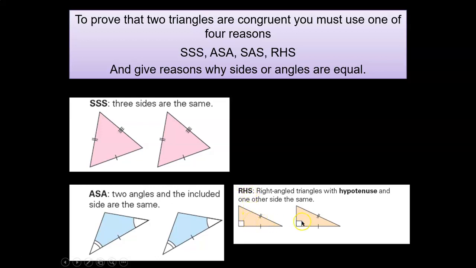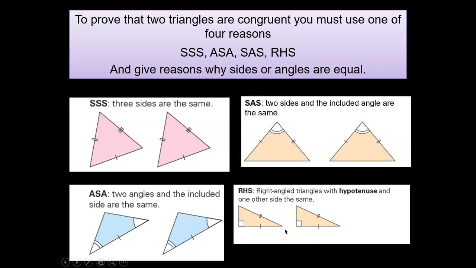So if you have two right angled triangles, and you know that their hypotenuse is equal, and one of their other sides is equal, then the two triangles are congruent. And finally, SAS is two sides and the included angle. So the angle in between the sides, if they're the same, then the two triangles are congruent.